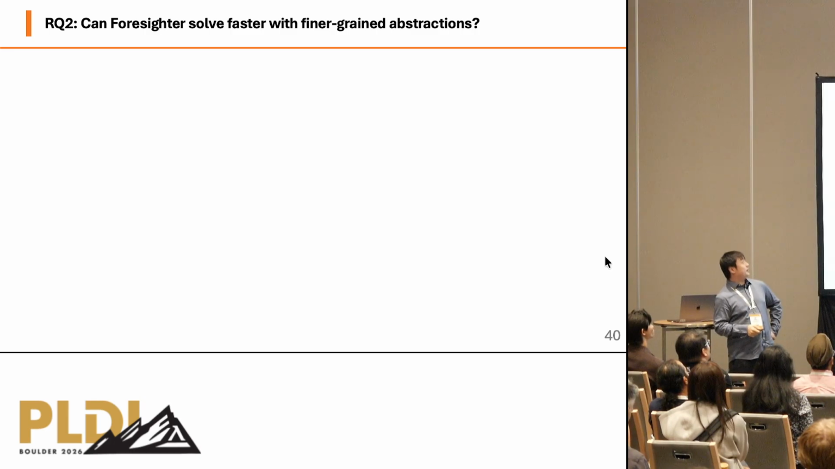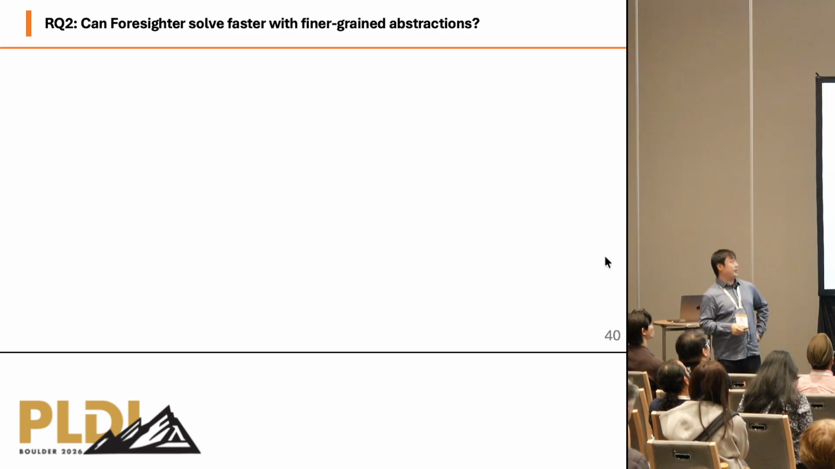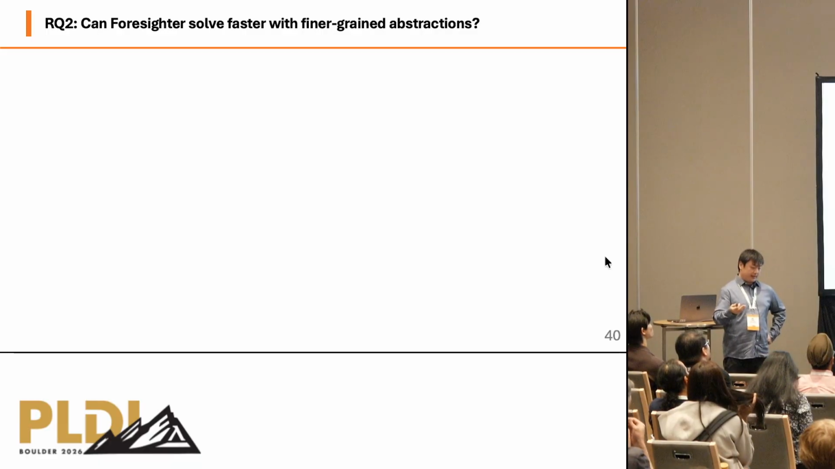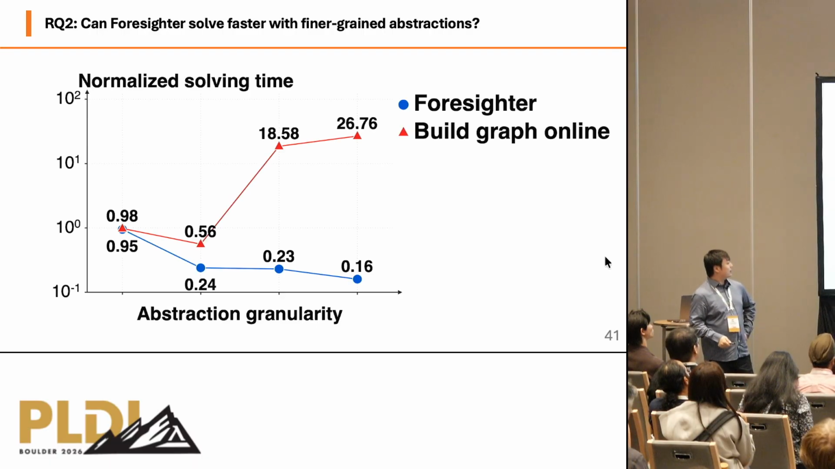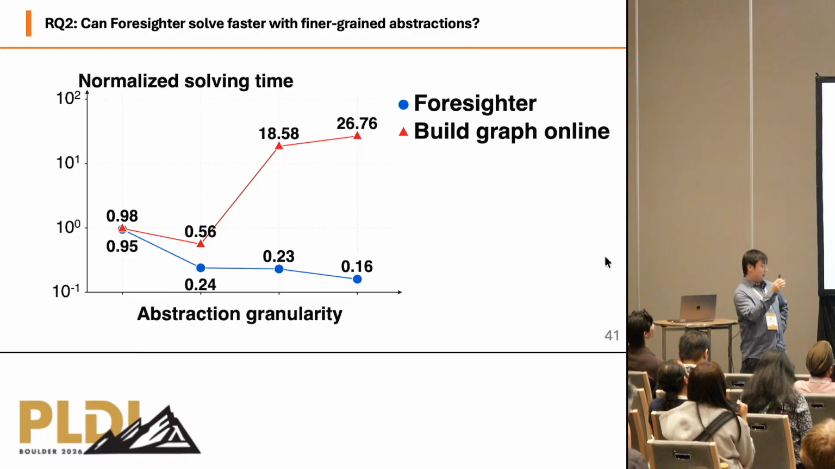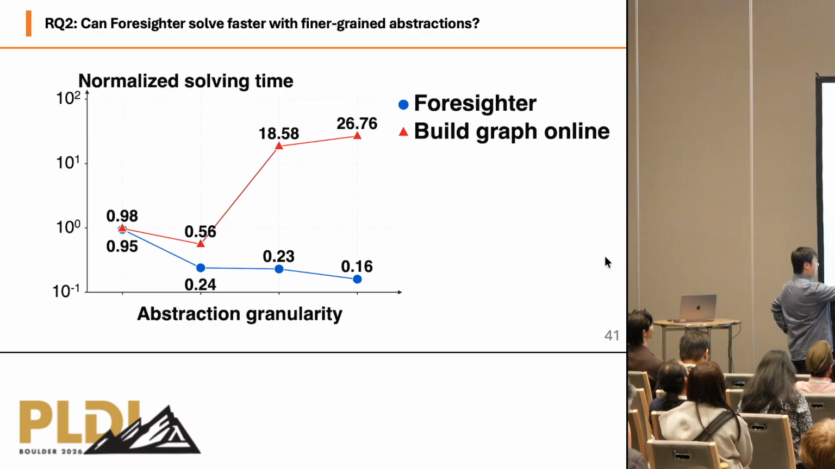And the second question is, can Foresighter actually solve faster with finer-grained abstractions? Because previously the figures I showed are conceptual. So what about the real data? This is a graph that shows how the normalized solving time changes with different abstraction granularities. For the abstraction granularities, the leftmost is the coarse-grained one, and the rightmost is the finer-grained one.